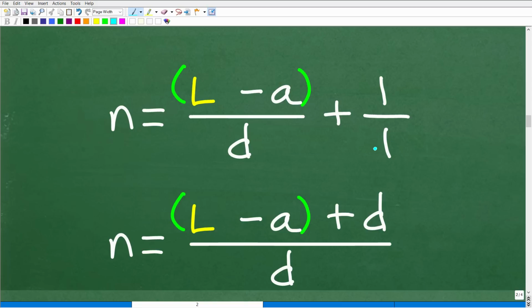I can start from here. This 1, I can multiply to this numerator, this denominator to this numerator. So 1 times L minus A is L minus A, plus this, I'm forming the numerator here. D times 1 is D. Okay, so now I have L minus A plus D. That is the numerator over D times 1 is the denominator. Okay, so there's a couple different ways you can get from here to here.